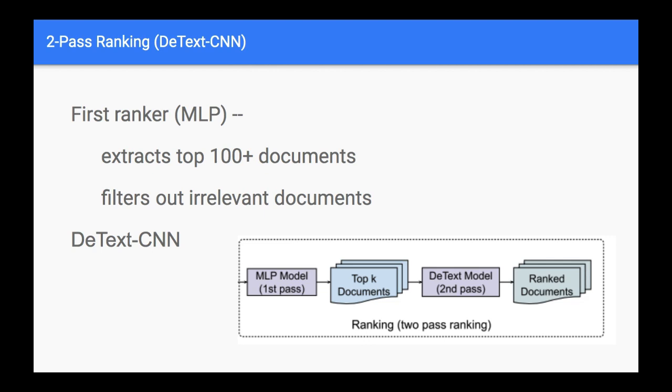And what they did was two-step ranking. The first step is they use a multi-layer perceptron to retrieve 100 very, very relevant documents. It's very simple. They probably use traditional features to retrieve 100-plus documents. And this is a step to filter out those irrelevant documents. And then the second stage is to use the DeText-CNN to calculate.